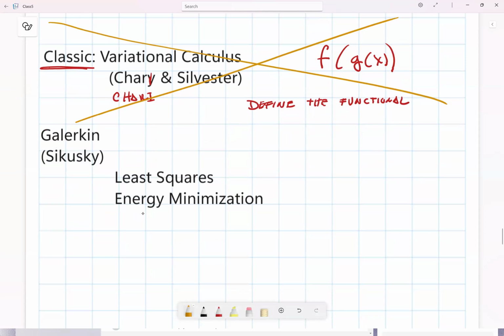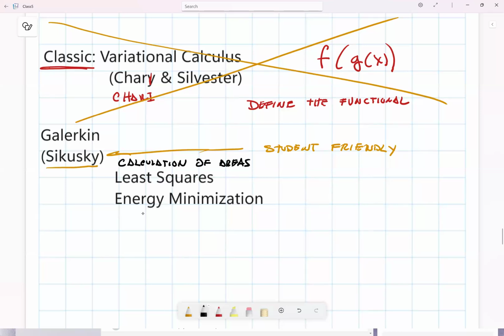using the Galerkin approximation, I will recommend the book by Sikorski. The book by Sikorski defines this thing. Let me put it this way, he makes it student friendly. So the only thing you need is least squares. I'm guessing here, calculation of areas, and least squares minimization, which brings you to energy minimization.